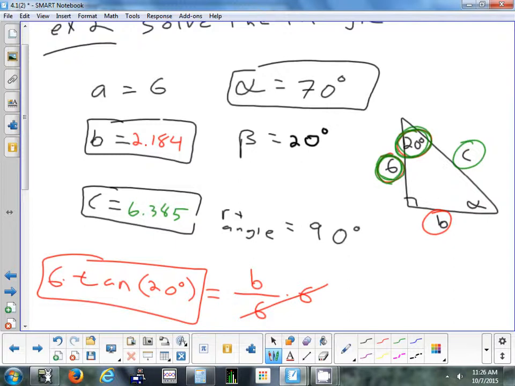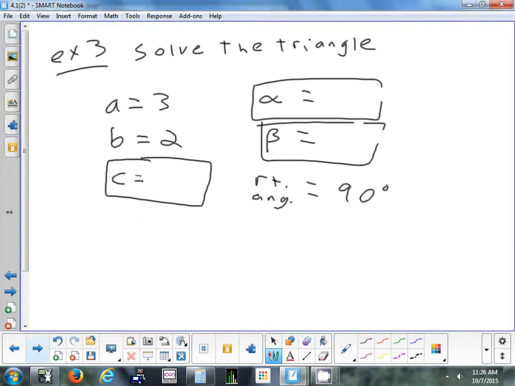All right, so that's the case where they give you one side, one angle. What's up, Charlie? All right, so that's the case. They give you one side, one angle. Okay, this one's a little different.